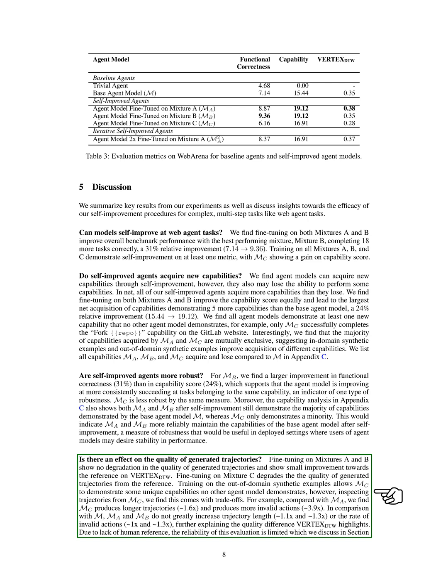Since there is no human reference available, the reliability of this evaluation is somewhat limited, as discussed in section. In the appendix, we calculate variations of vertex_text DTW, considering factors like capability weighting and filtering out trivial tasks. However, these variations do not significantly alter the relative ranking of agent models.